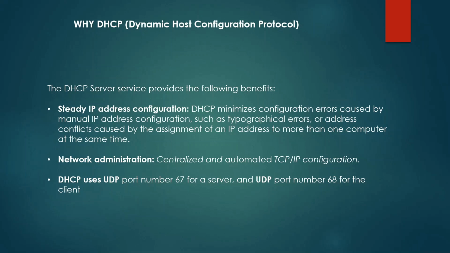Such a protocol provides us with steady IP addressing configuration. DHCP minimizes configuration errors caused by manual IP address configuration. A network administrator would go to each computer manually and provide an IP address. This will cause errors such as typographical errors or address conflicts caused by the assignment of the same IP address to more than one computer at the same time. So DHCP will minimize such errors with automated and centralized DHCP configuration. DHCP uses UDP port number 67 for a server and UDP port number 68 for clients.